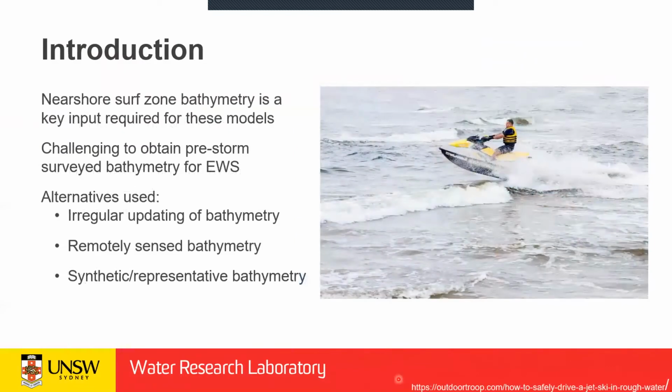These models require nearshore surf zone bathymetry as a key input, but carrying out pre-storm surveys at short notice within the high energy surf zone can be quite a challenging task. So when carrying out operational forecasting, we have to consider alternative ways in which we can provide bathymetry to the coastal models. This can include irregularly updating the bathymetry in the models whenever new surveys are carried out, or using remotely sensed bathymetry like CBATHY or satellite-derived bathymetry, or synthetic bathymetry like an equilibrium profile or bathymetry representative of the site.